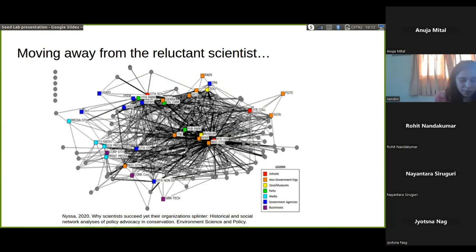So the first thing, in terms of present-day alliances and present-day realities, is that I often like to refer to a paper by an anthropologist, and the title of the paper is pretty relevant too. It's called Why Scientists Succeed, Yet Their Organizations Splinter: A Historical and Social Network Analysis of Political Policy Advocacy and Conservation. What Joan Naisa does is that she has done a larger ethnographic project where she's conducted a present-day social network analysis of scientists. And this also ties back to the history of repeated splintering in the Ecological Society of America.